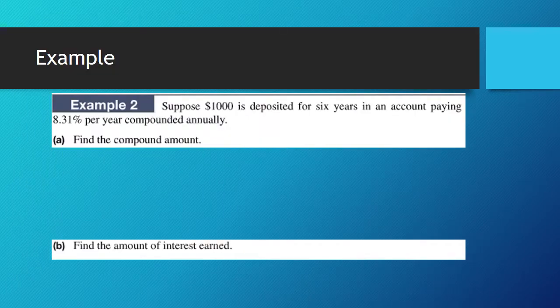Let's try an example using our compound interest formula. Suppose you have $1,000 and it's deposited for 6 years in an account that pays 8.31% per year compounded annually. You need to find A, the compound amount, that means the total amount after the 6 years, and then B, how much of that is interest. Pause the recording, try the problem, and resume the recording to check your answer.